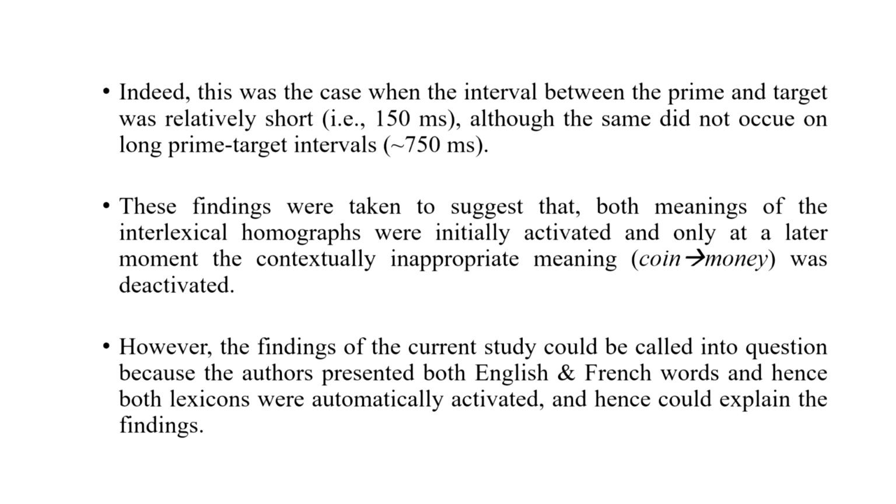Indeed, this was the case when the interval between the prime and the target was relatively short, around 150 milliseconds, but it was not really found when the difference between the prime and target was as long as 750 milliseconds. What does this tell us? It tells us that both meanings of the interlexical homograph were actually activated, and only at a later moment was the contextually inappropriate meaning deactivated. So at least in the initial stages of reading a particular word, all of its meanings may become activated to differential degrees, but obviously with time, when you have the time to integrate the entire sentence context and the broader linguistic context, people are able to switch off or deactivate the contextually inappropriate meanings.